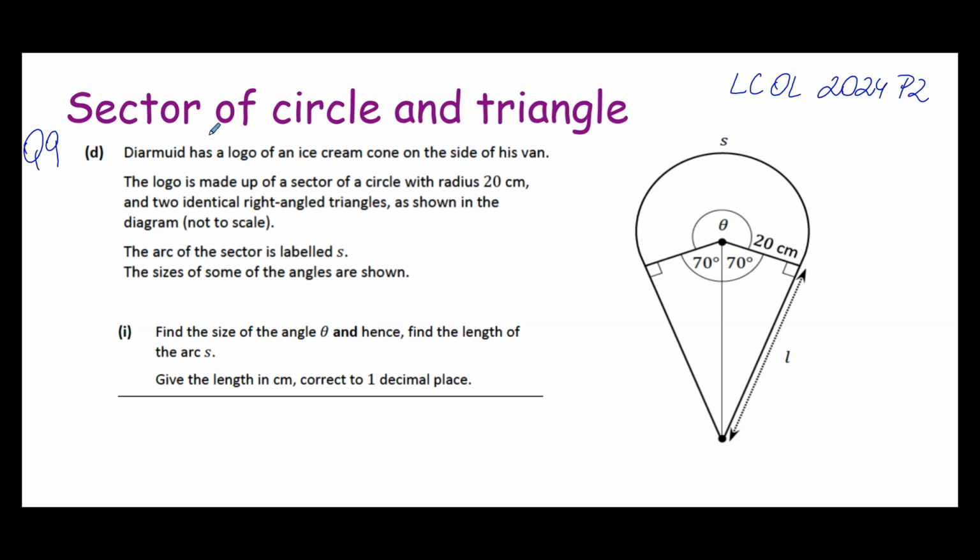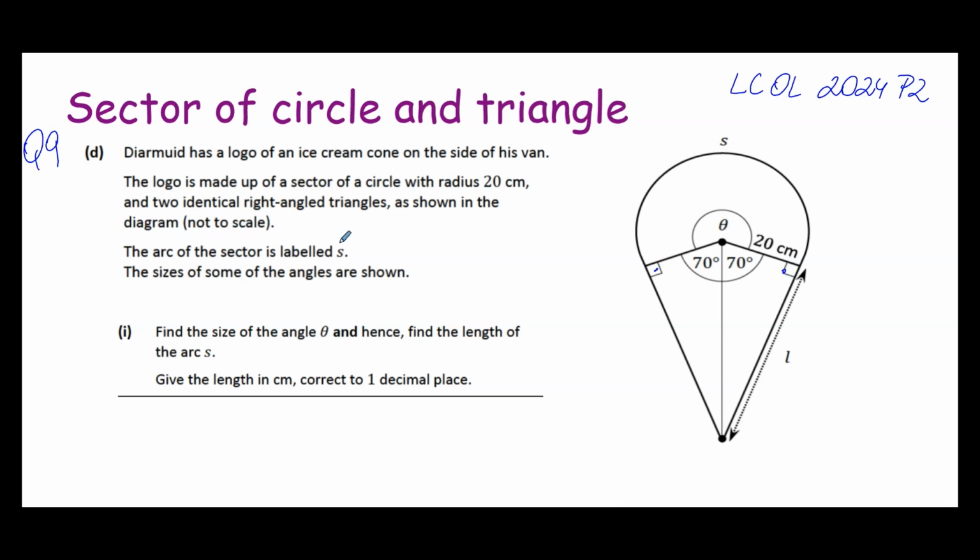Let's see. Dermot has a logo of an ice cream cone on the side of his van, and we can see the logo. This is the ice cream part, and this part is the cone. The logo is made up of a sector of the circle with radius 20. So that's my radius 20, and two identical right angle triangles. This triangle and this triangle are exactly the same, and this is where we have the right angle in them.